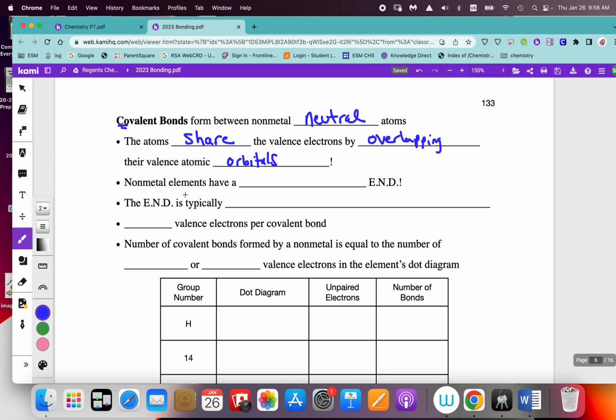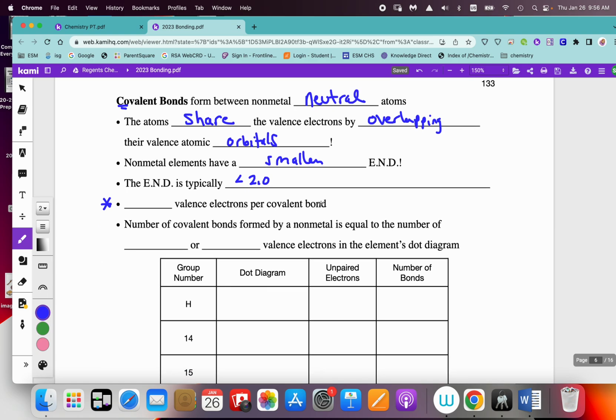Now, nonmetal elements, when we calculate their ΔEN, they tend to have a smaller ΔEN. The ΔEN value typically, when calculated, is going to be less than 2.0. We'll do practice with that in another couple pages. Now, a little piece of information, get it memorized: when a covalent bond forms, it is made by only 2 valence electrons. So there are 2 valence electrons per covalent bond.